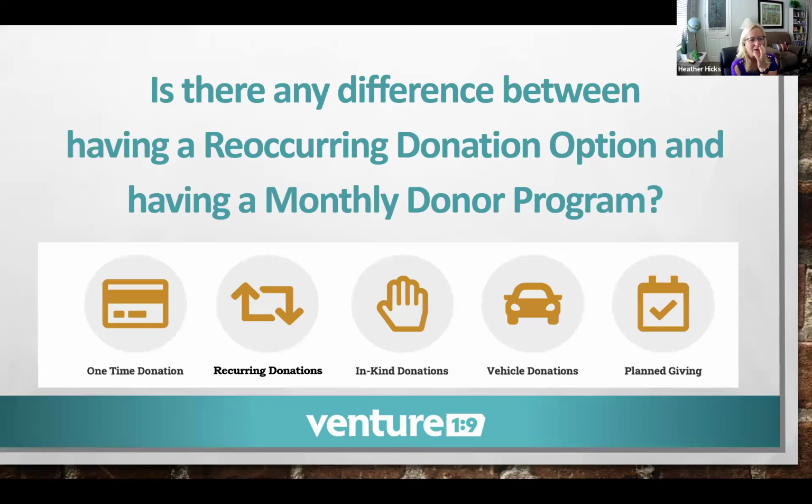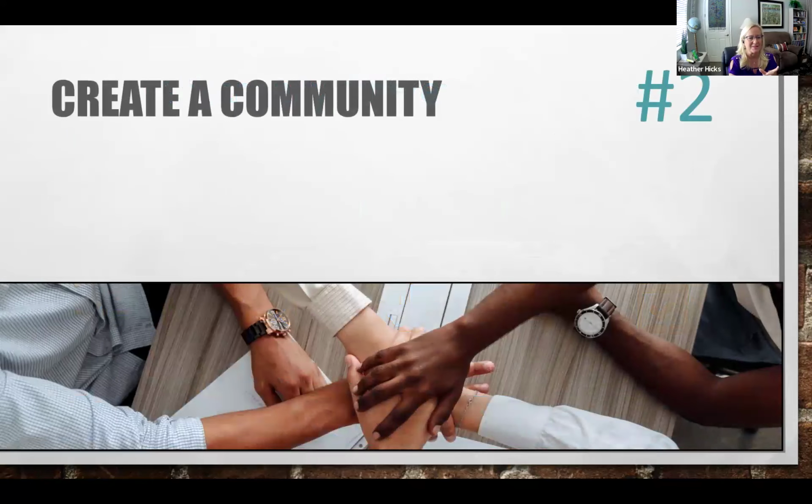So, here's this question. Is there really a difference between a recurring donation option and a monthly donor program? We all have that. Most of our processors give us the option to have a recurring donor, and having a monthly donor program, automation is great. It gives you an opportunity to have smaller gifts. So why really call it a program? I would say there's a huge difference between having a recurring option and actually having a monthly donor program. So this is my second point.